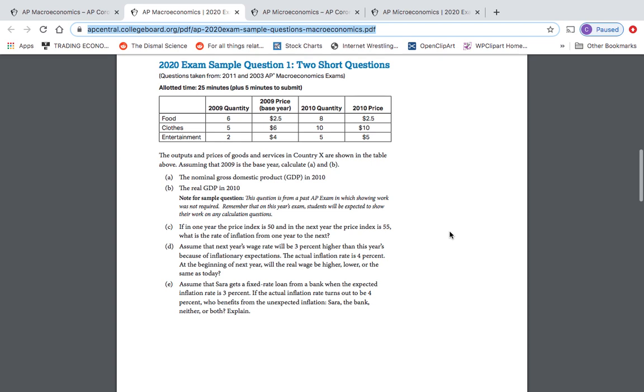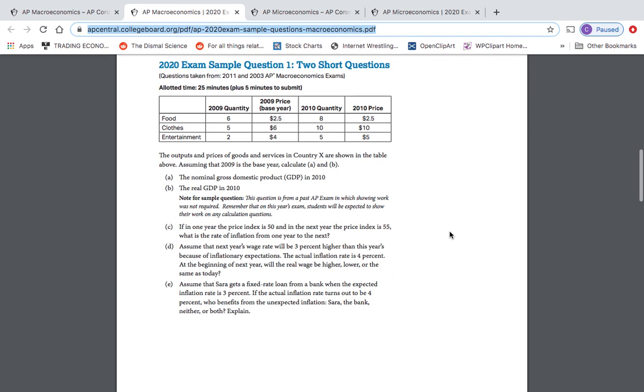D, assume next year's wage rate will be 3% higher than this year's because of inflation expectations. So the actual inflation rate is 4% at the beginning of next year. The real wage will be higher, lower, or the same today. So think about the Fisher equation response here, when you think about nominal wages versus real wages relative to the inflation rate. So Fisher equation, again, Noble 2.